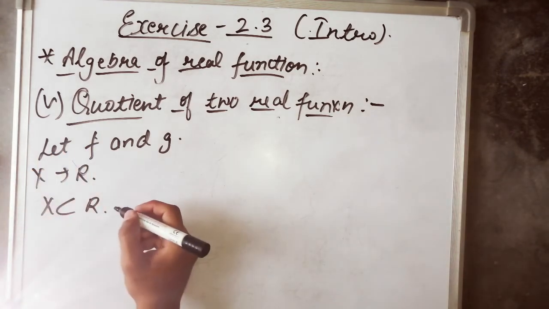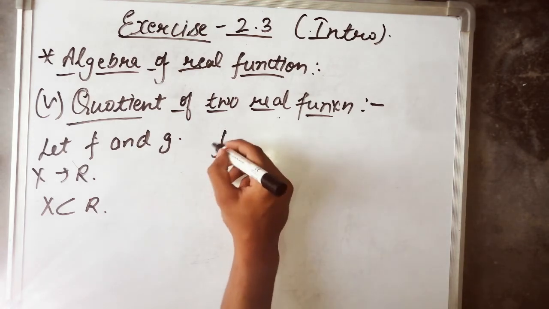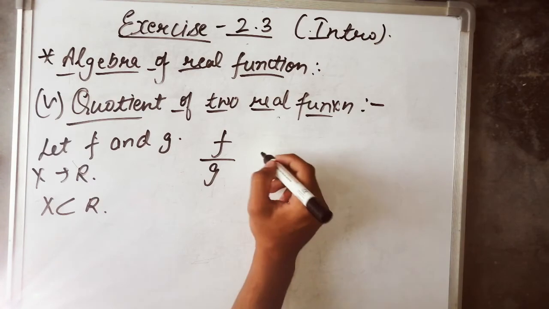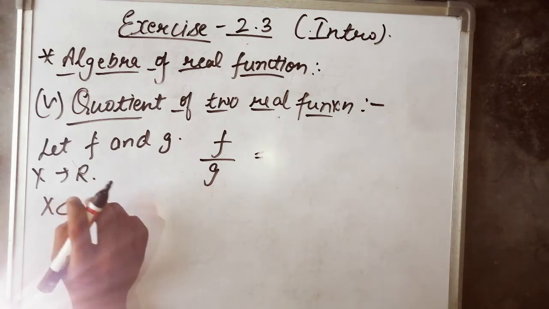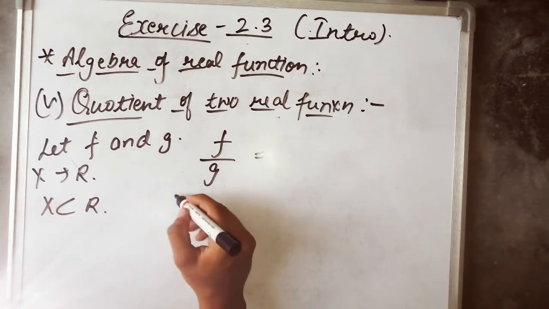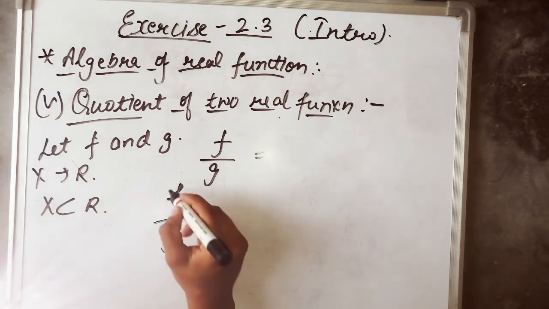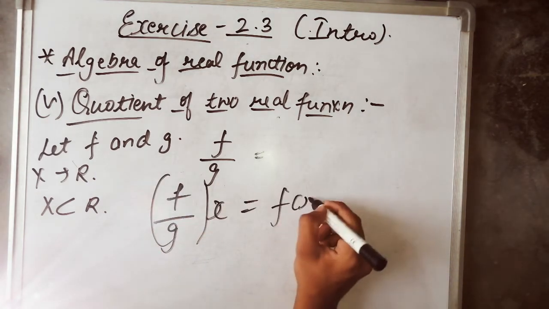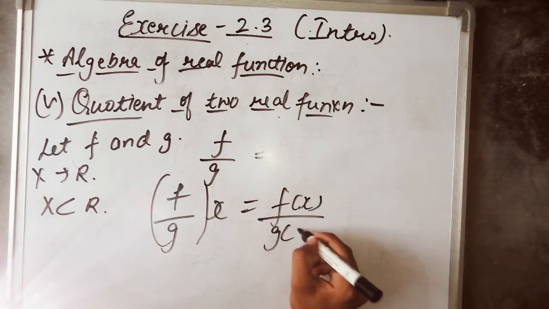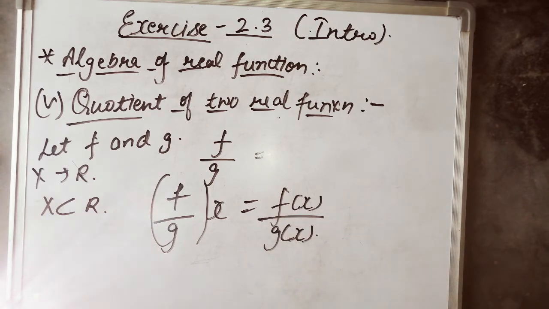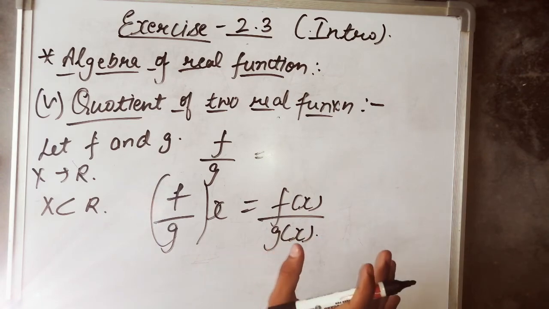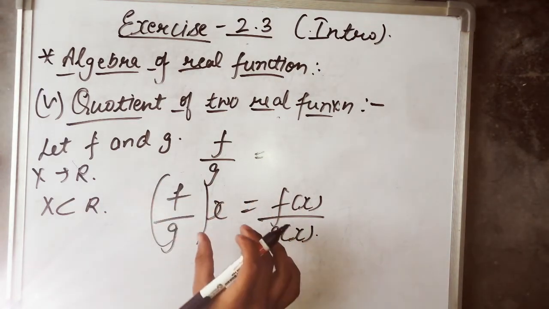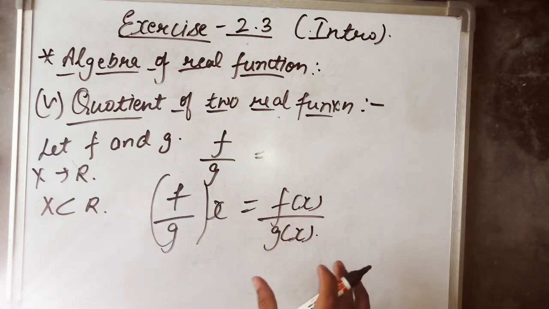And f by g is denoted like this, and the function which is defined is written here as (f/g)(x) equals f(x) by g(x). This is how a quotient function is defined. (f/g)(x) gives us f(x) by g(x).